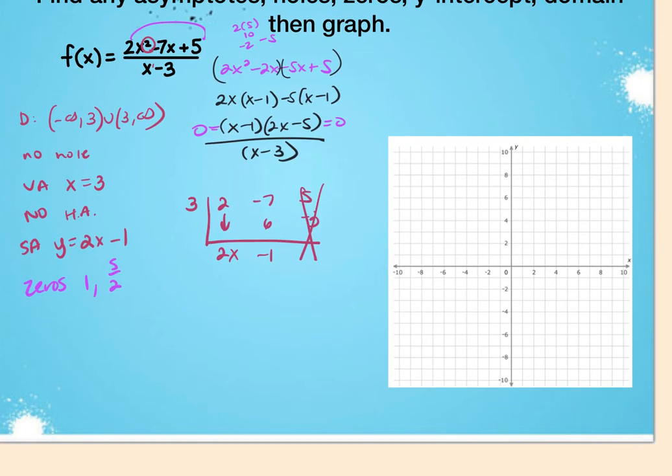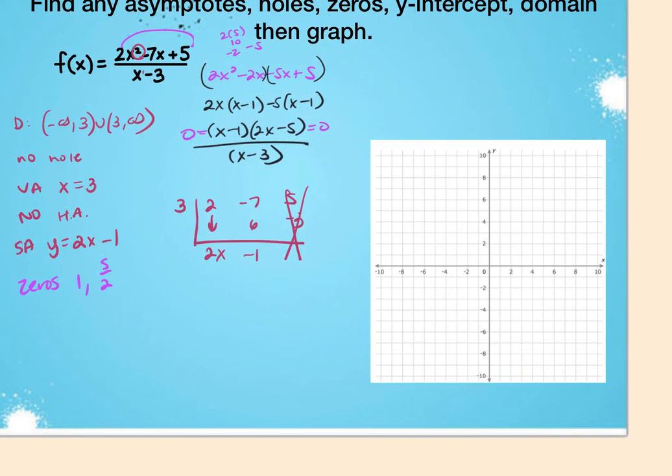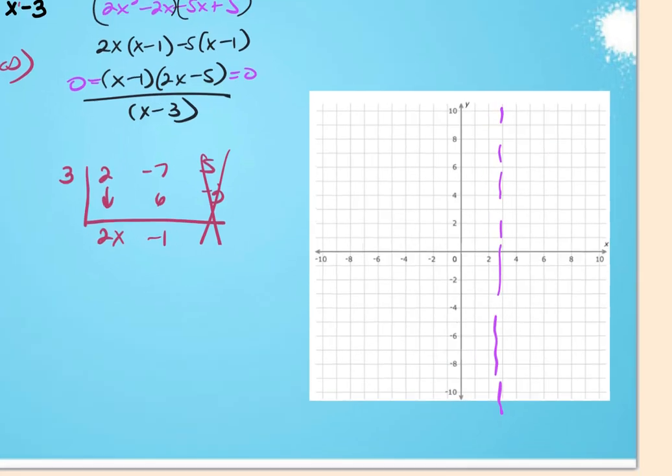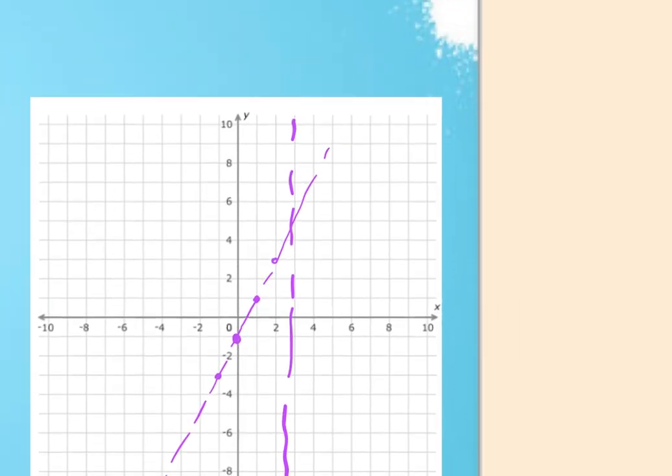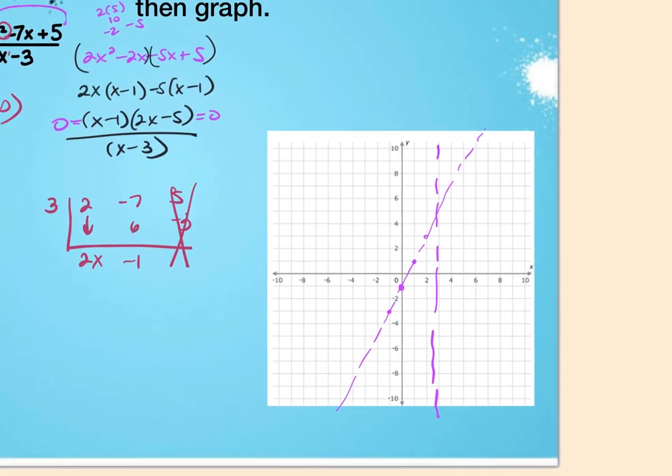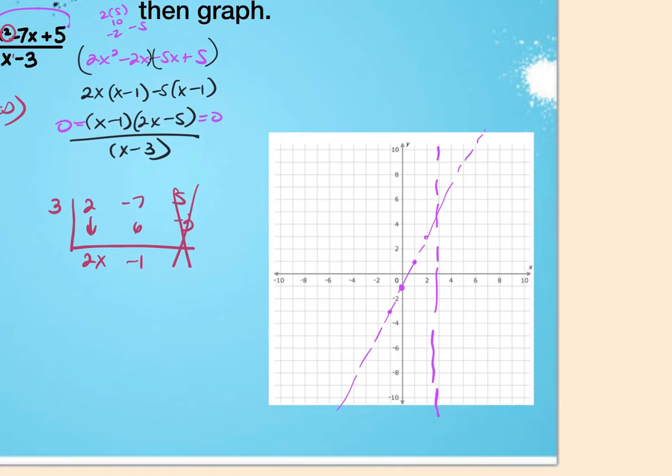And then I go to the graph. Vertical asymptote at x equals 3. Slant at y equals 2x minus 1. So I start at negative 1, and my slope is up 2 over 1, or down 2 and over 1. So my slant asymptote is this. My zeros are at 1 and 2 and a half.